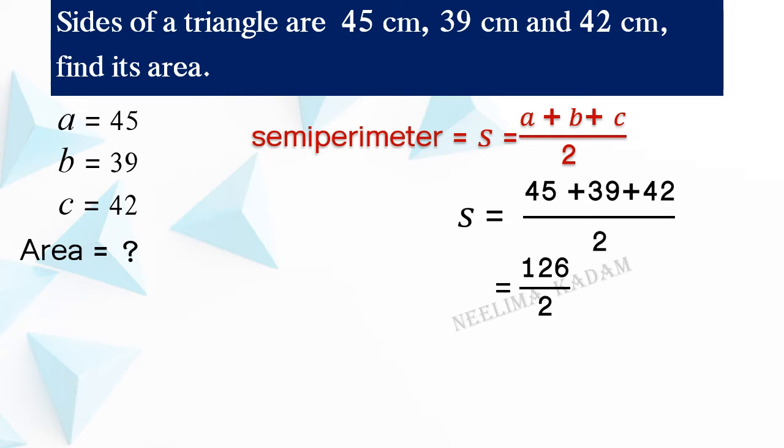9 plus 10, 9, 9 plus 2, 11, 11 plus 5, 16, carry 1, 4 plus 1, 5, plus 3, 8, plus 4, 12. So 126 upon 2, dividing by 2, 2 6s are 12, 2 3s are 6. Therefore, semi-perimeter will be equal to 63. Okay? इथपर्यंत आपण आलेलो आहोत.